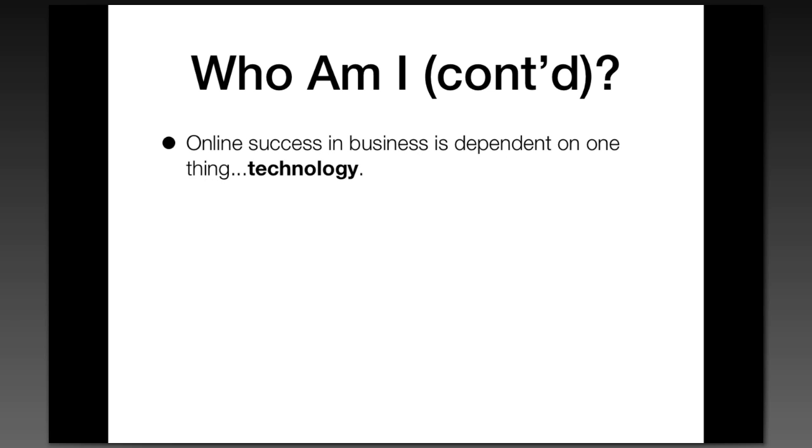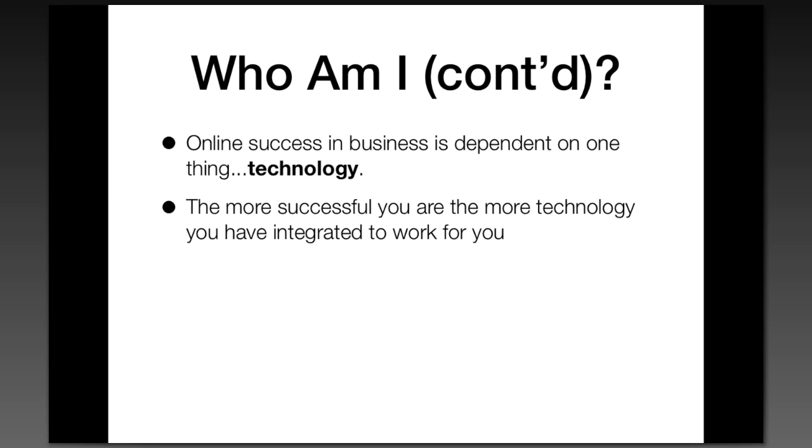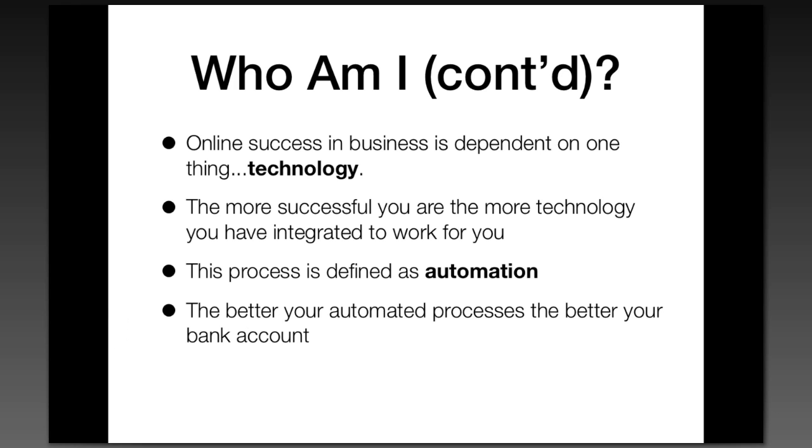So I, of course, believe that online success in business is dependent on one thing, and that's technology. And the more successful you are, the more technology you have integrated for you. This is seen on all levels, from beginners to quote unquote gurus out there. They've mastered the idea of putting technology to work and automating their business. Of course, as I said, this process is defined as automation. Any process in your business pertaining to acquiring clients and turning them into paying clients or customers can and should be handled by technology. It's an always on marketing approach that allows you to never let anybody slip through the cracks in your business. So the better your automated processes, the better your bank account.